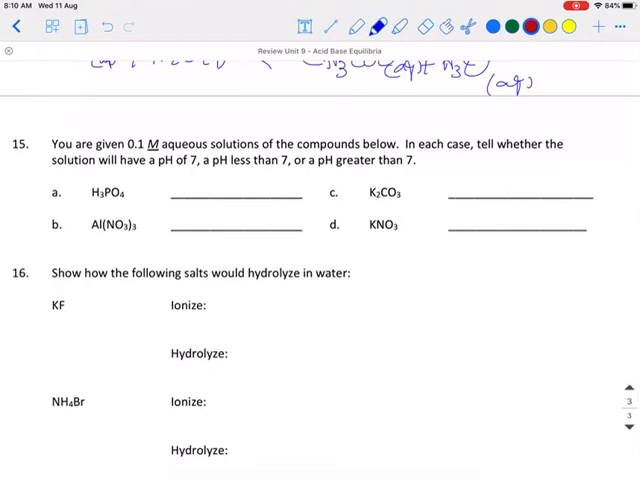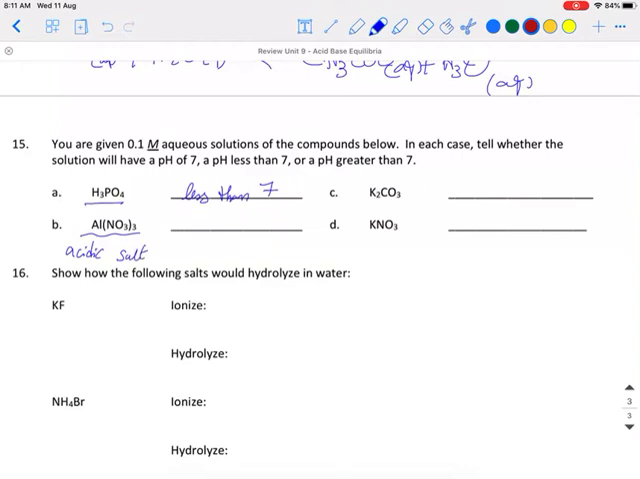Number 15, you are given 0.1 molar aqueous solutions of the following compounds. In each case, tell whether the solution will have a pH equal to 7, less than 7 or greater than 7. This is phosphoric acid. It is a weak acid, so pH less than 7.